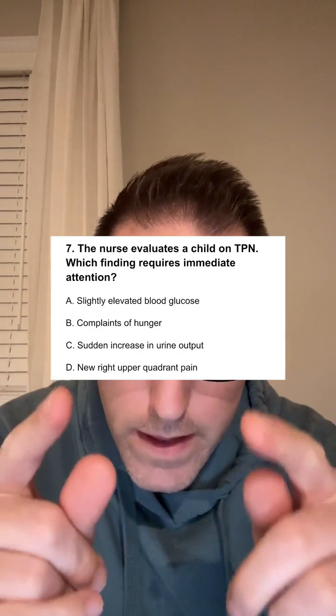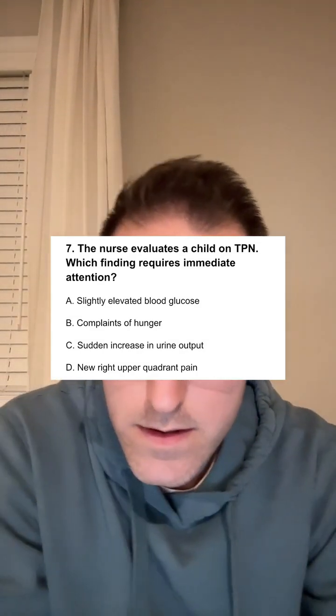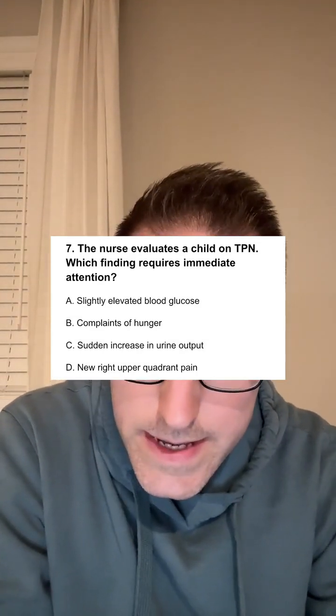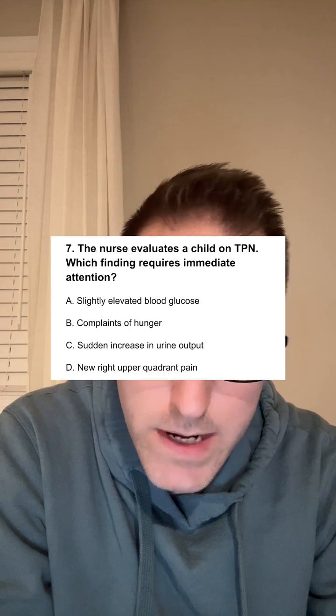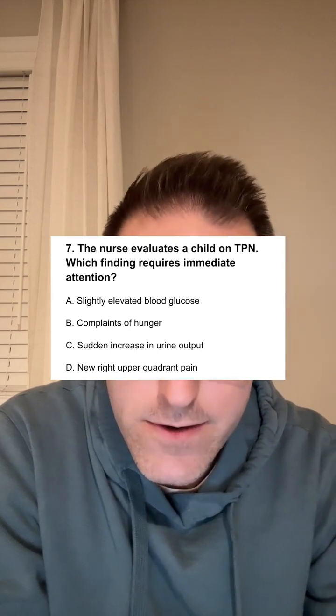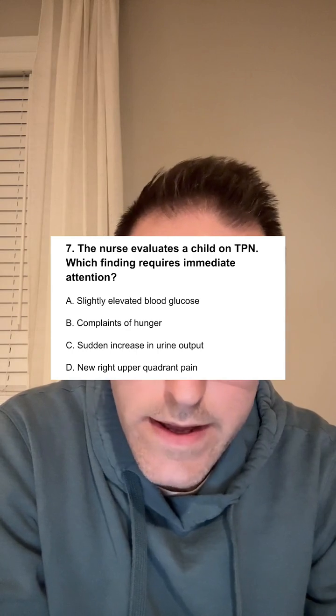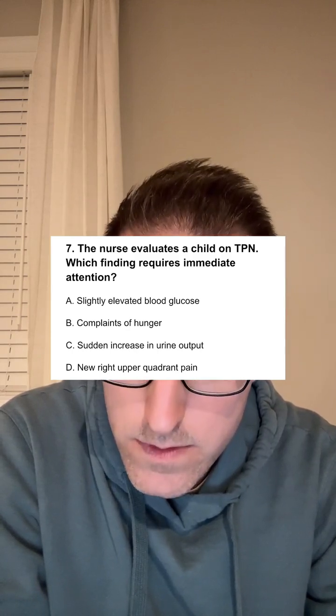And here, the red flag word is new. Okay, so D is the answer. Right upper quadrant pain can signal liver dysfunction or a gallbladder complication.